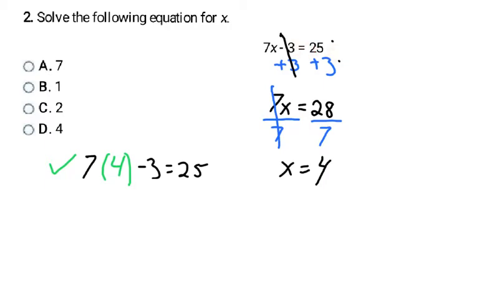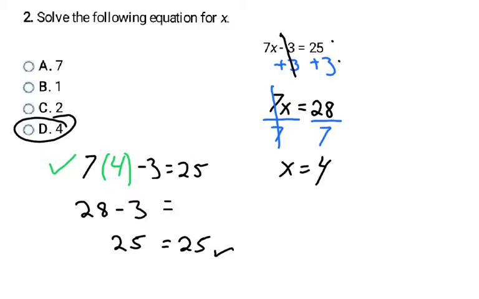So then I'm going to look at both sides and see if I can get them both to be the same thing. So here I have 7 times 4. I'm going to do my multiplication first. 7 times 4 is 28, and then I still have the minus 3. 28 minus 3 is 25. My right side is 25 also. So here they do check. 25 equals 25, so my answer is D.